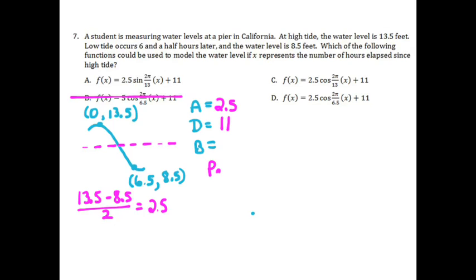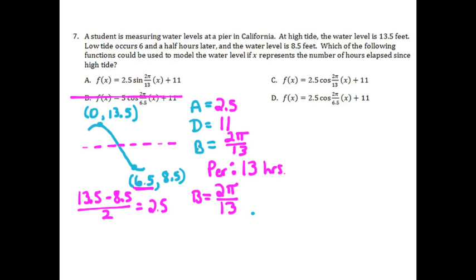My period. So with the information that we're given, we know that from high tide to low tide is 6.5 hours, and it's going to take the same amount of time for the tide to go back up to high tide. So 6.5 is actually half of a period. That means that the full period is 13 hours. And so B is going to be equal to 2 pi divided by the period, which is 13. So B is 2 pi over 13.